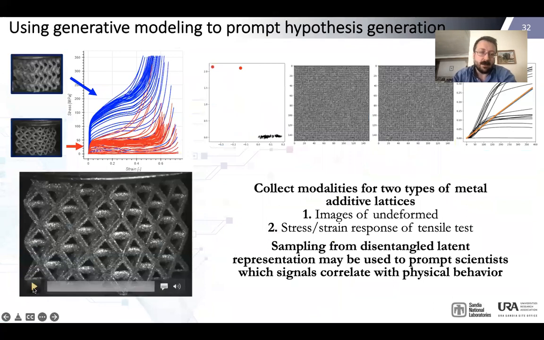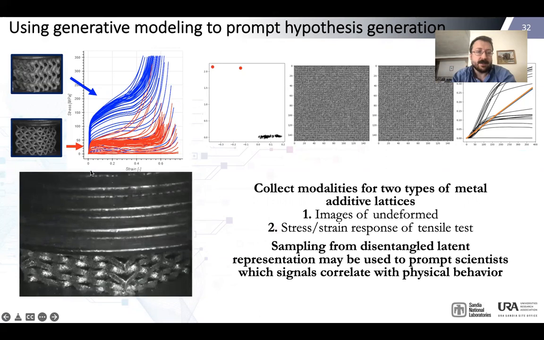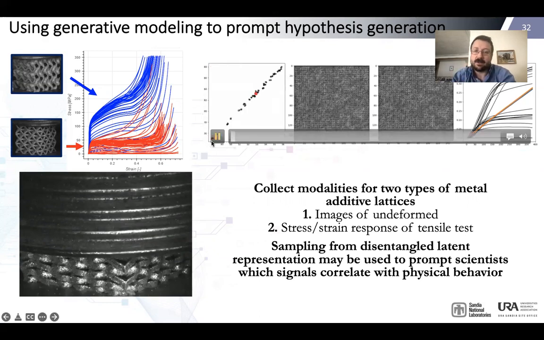So here's an experiment that we did. This is a metal additive lattice. We printed two different properties. You put it through a compression test. And so the two modalities that we have here are images of the microstructure along with the sort of scientific data response in terms of the stress strain curves.